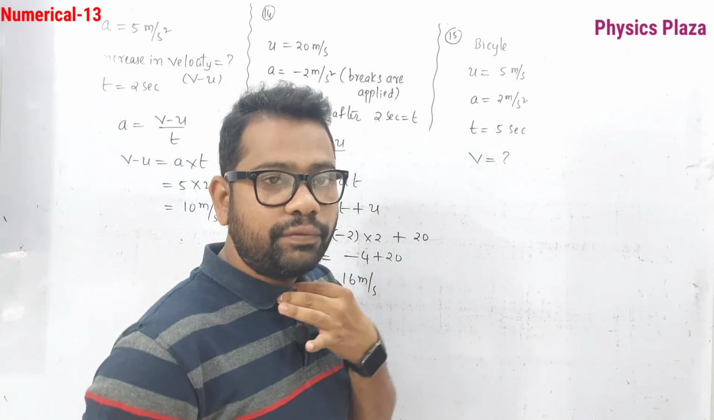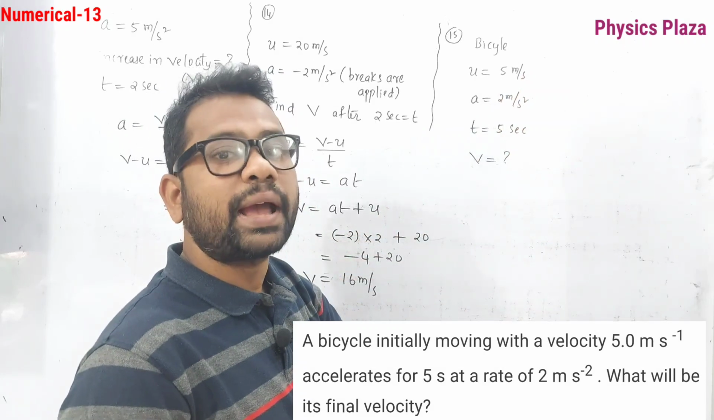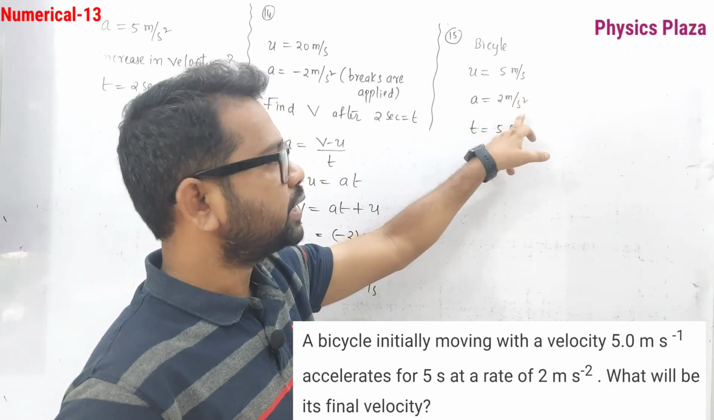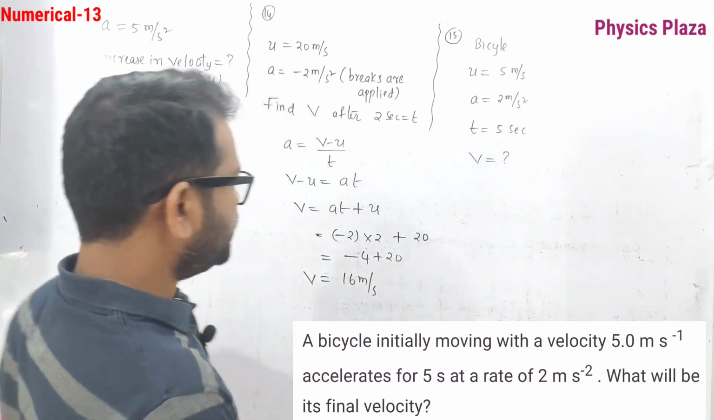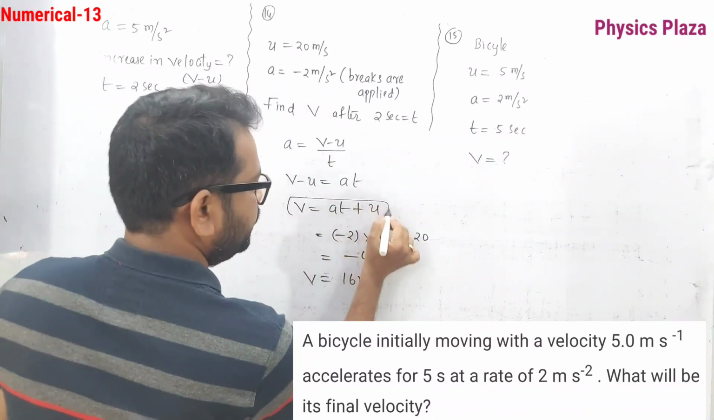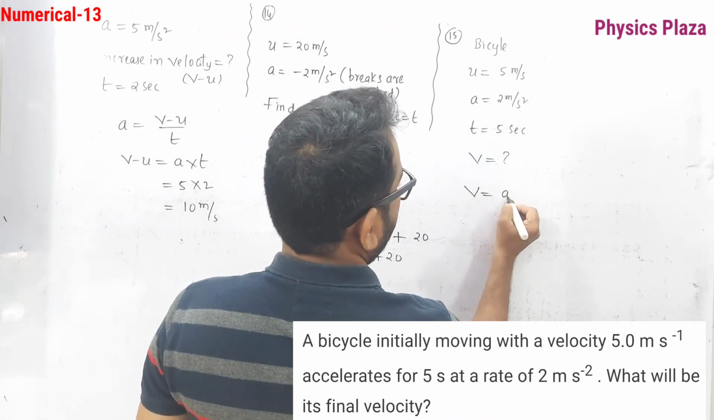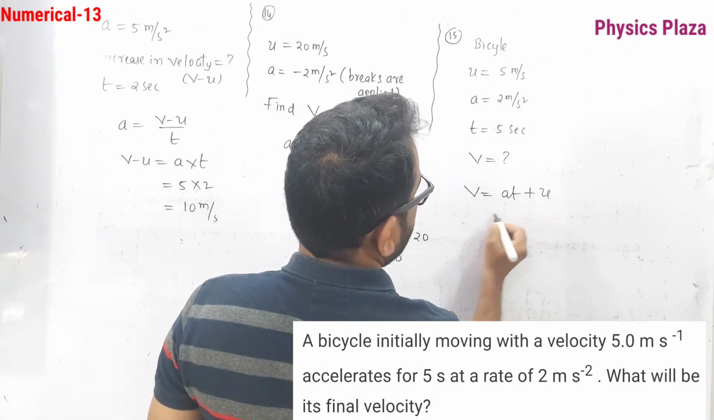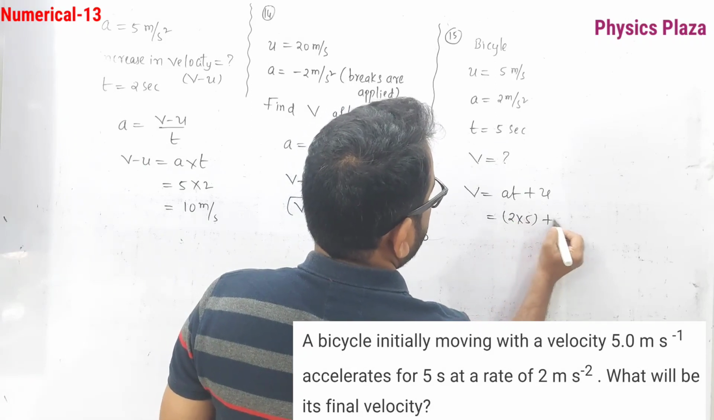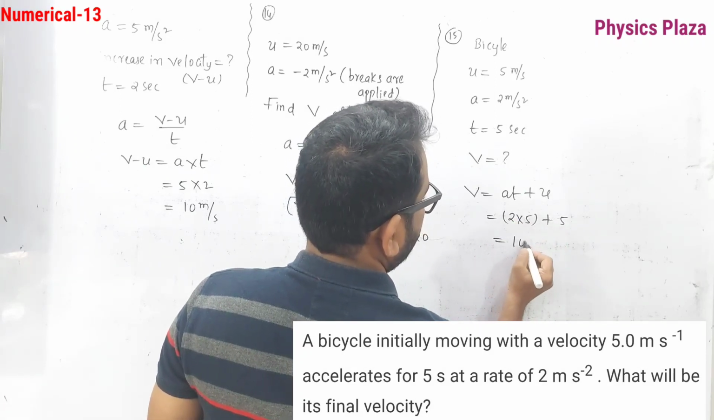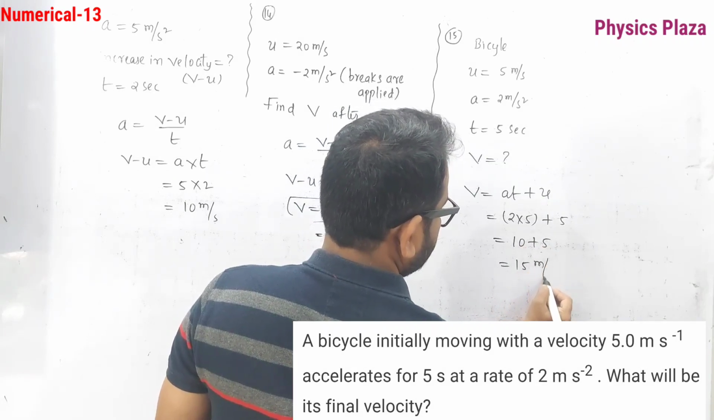Now come to the 15th one. A bicycle initially going with 5 meter per second. If it accelerates at a rate of 2 meter per second square, then what is its final velocity after 2 seconds? So same formula we can use here directly. So V is equal to AT plus U. So this is 2 into 5 plus 5. So this is 10 plus 5. So this will be 15 meter per second.